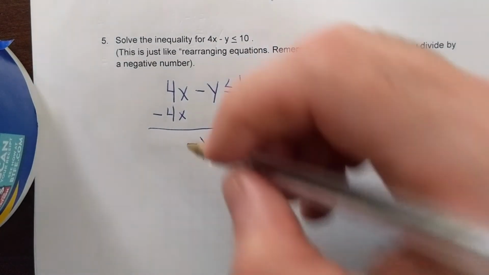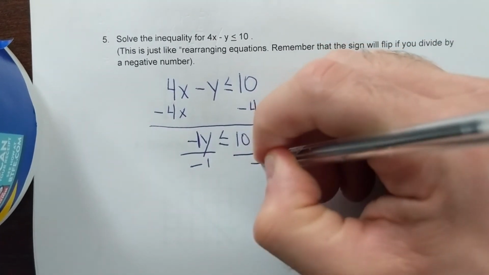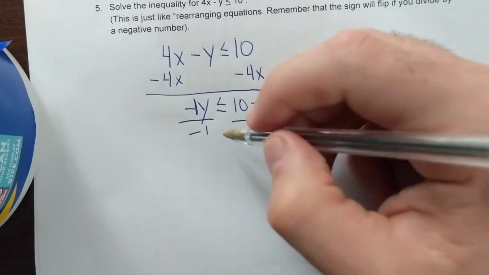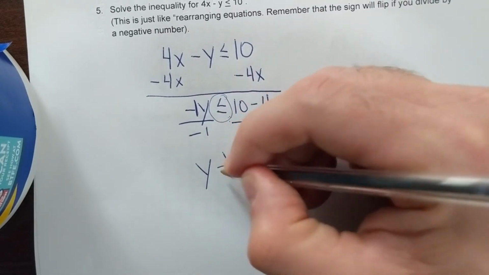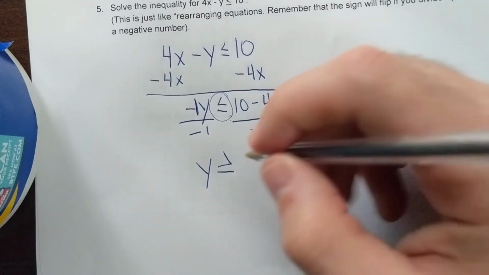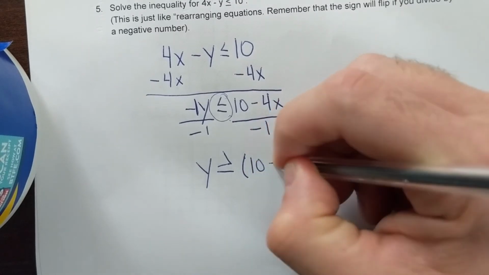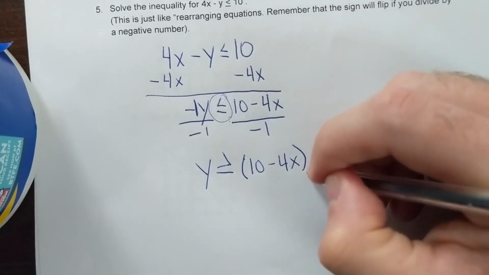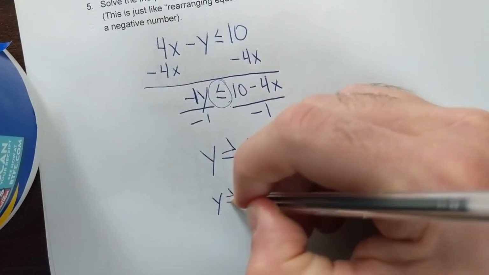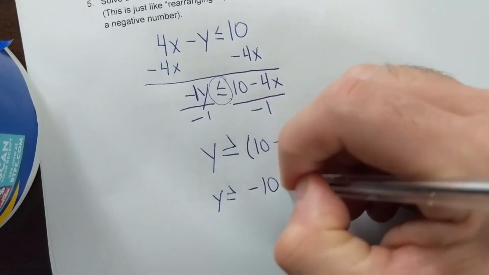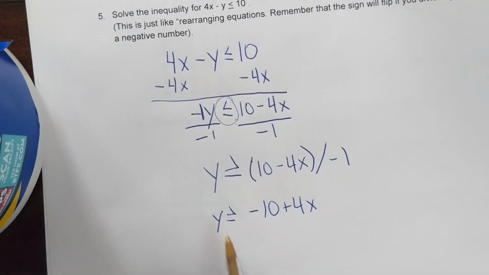So how do we get rid of that negative sign? Think of that as a negative 1, and we have to divide both sides by negative 1. And when we divide by a negative, remember, our sign must flip directions. So our sign will flip, so we should have y is greater than or equal to 10 minus 4x divided by negative 1. If you want to reduce that, or really divide by the negative 1, you could have negative 10 plus 4x. That's your final answer. And remember to flip your sign.